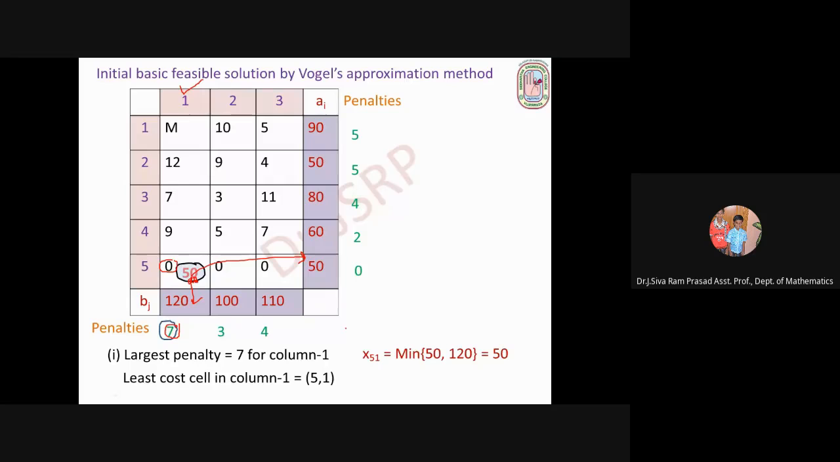Right, which constraint is satisfied? Since the available amount 50 is the minimum, all available amounts are transported. So the fifth row constraint is satisfied, so cross off row 5. Observe the first destination: out of 120 units, 50 units are transported. Remaining requirement is 120 minus 50, that is 70. Then cross off row 5.